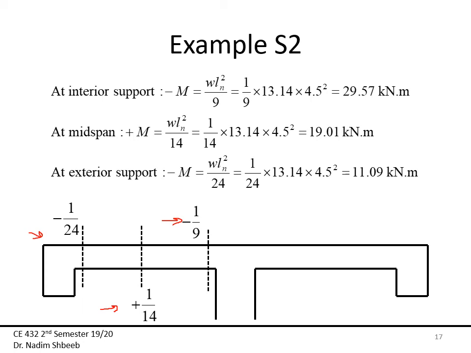So calculating the moment according to that. At the interior support, again, it's going to be 1 over 9 times W, 13.14, times the length, which is 4.5. Again, ln is the clear spacing, from the face of the support to the face of the support. So now I have these moments. I'm just using their coefficients instead of using a lengthy indeterminate structural analysis. Okay. So now, according to that, my maximum moment is 29.57.